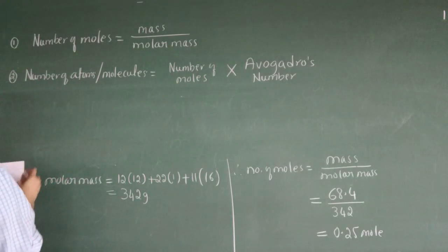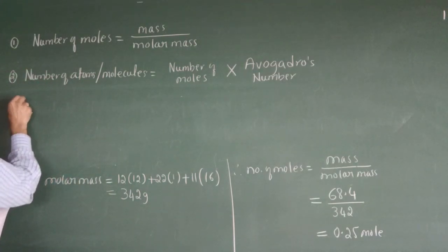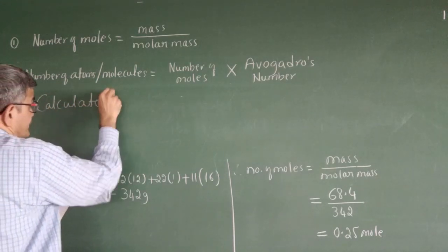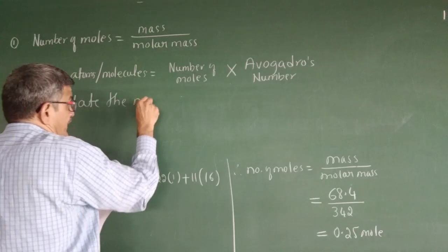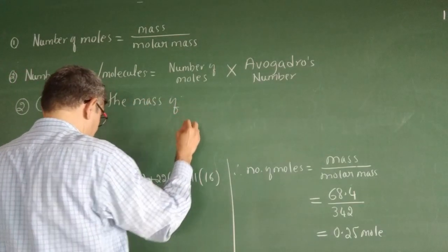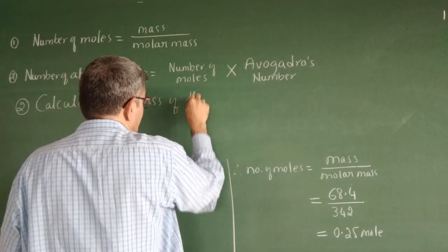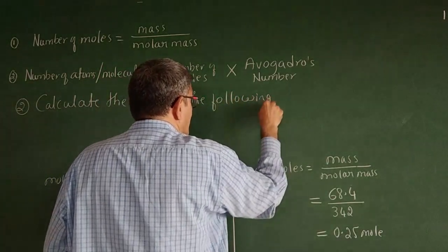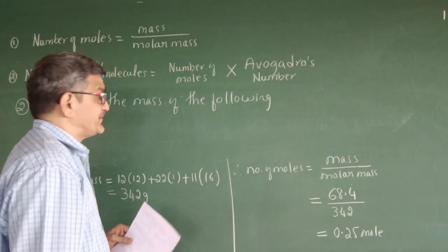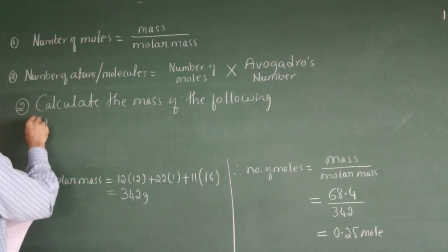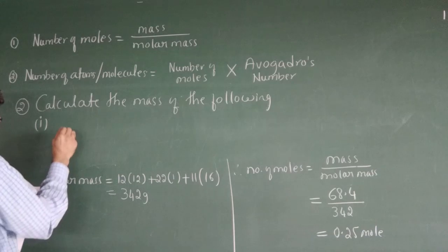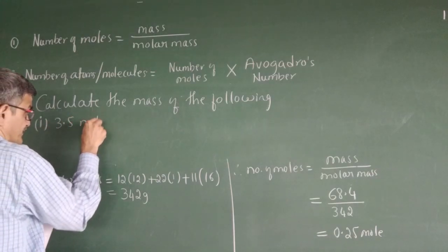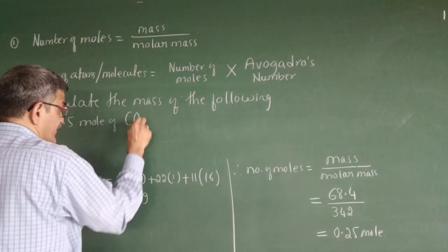Calculate the mass of the following. So now what you have to find out? Mass. First one, 3.5 mole of carbon dioxide.